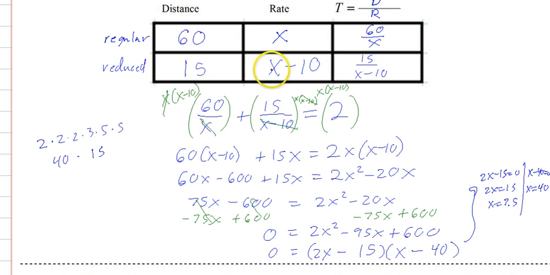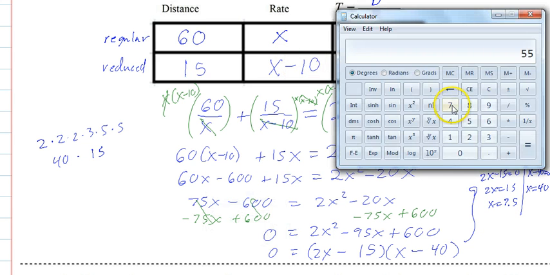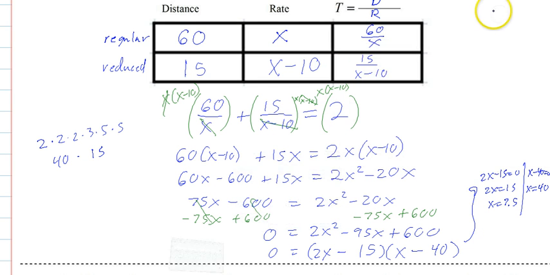Now we can't have two answers, so one is going to make sense and one will not. So if we plug 7.5 back in, 7.5 minus 10 is not positive. It's negative 2.5, and that's not possible. So we can cross that one off, which leaves us with 40.